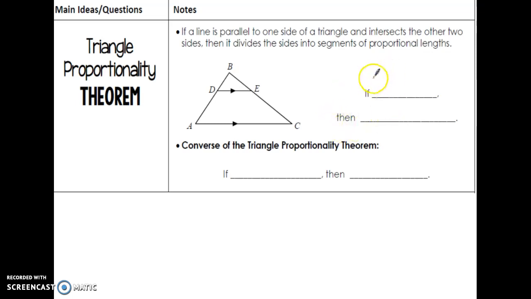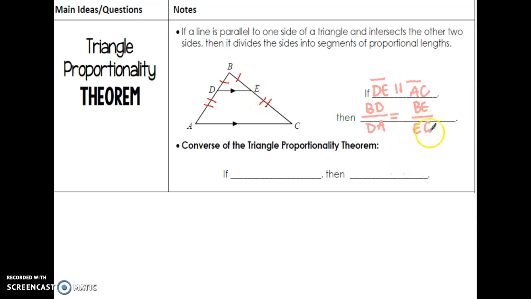What that is saying is that if we know that DE is parallel to AC, then we know that BD over DA will be equal to BE over EC. So you can kind of look at it like this. BD will be equal to BE and DA will be equal to EC.